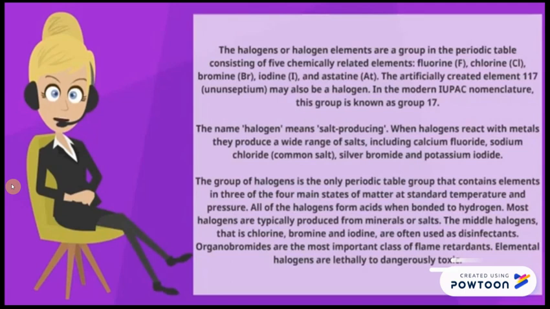All of the halogens form acids when bonded to hydrogen. Most halogens are typically produced from minerals or salts. The middle halogens, that is chlorine, bromine and iodine, are often used as disinfectants. Organobromides are the most important class of flame retardants.